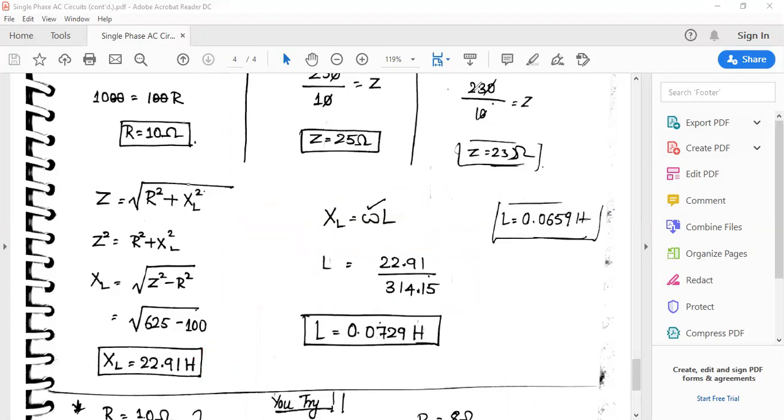If the voltage is 230 volt, you can follow the same procedure. You will get Z as 23 ohm and L as 0.0659 Henry. This was a simple given problem, and see to it that you follow certain procedures and finish the given problem.